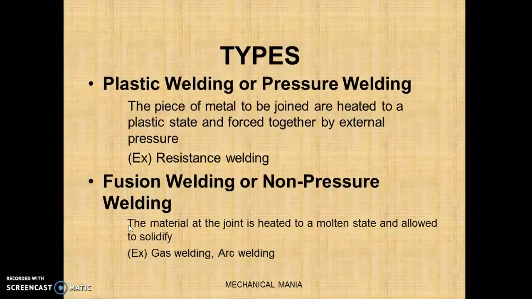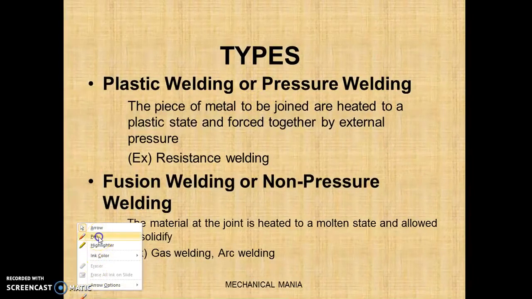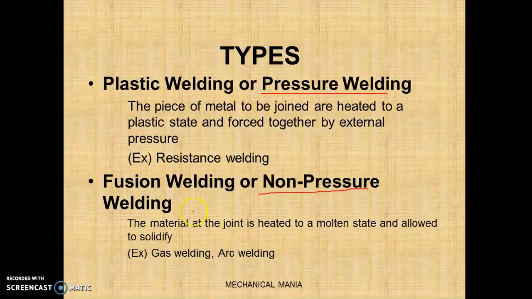Now we will discuss the different types of welding. There are basically two types of welding: pressure welding and non-pressure welding. Pressure welding is also known as plastic welding.